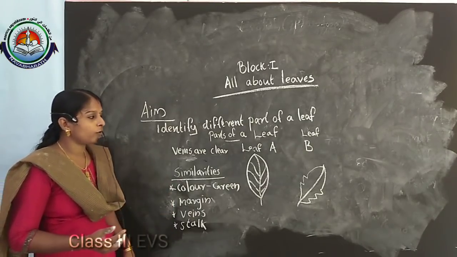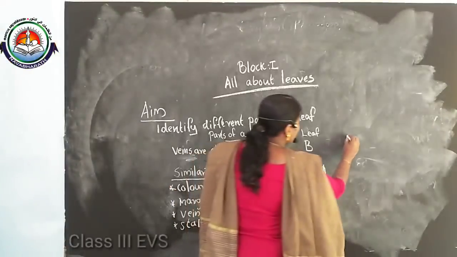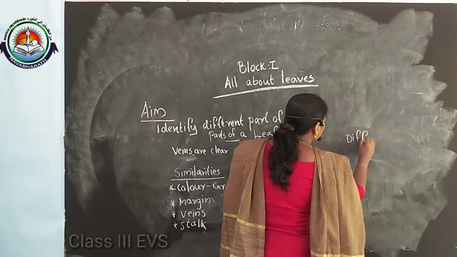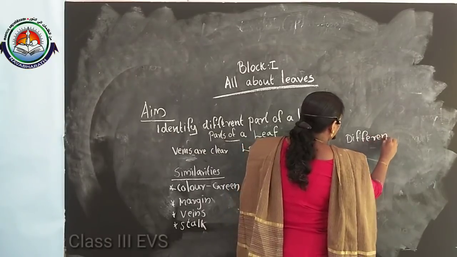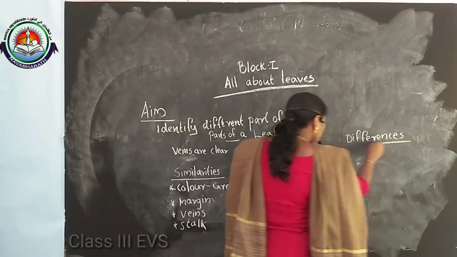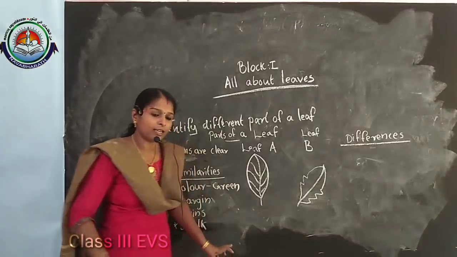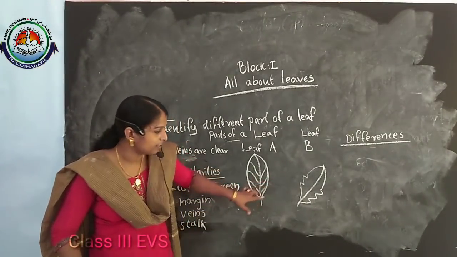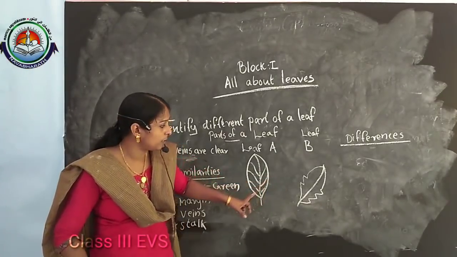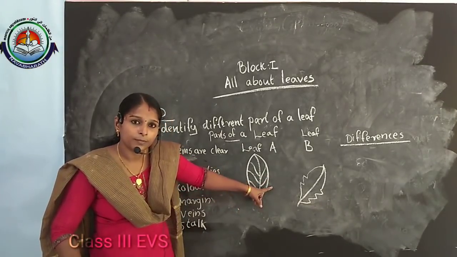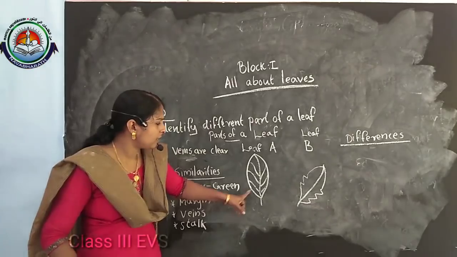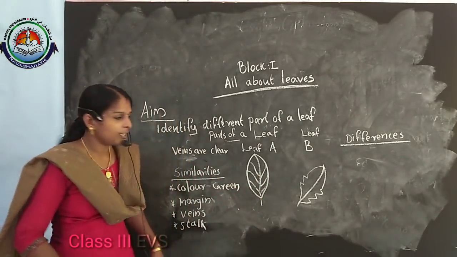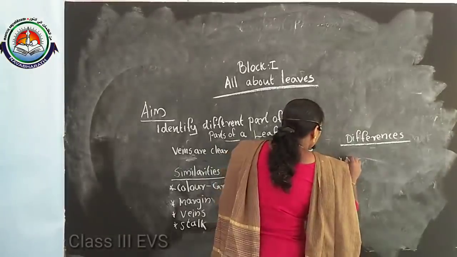Now we are going for differences. We are going to find out the differences between these two leaves. What are the differences we can find between these two leaves? Carefully observe the picture. Yes, the shape of these two leaves is different, right? Yes, the shape is different.